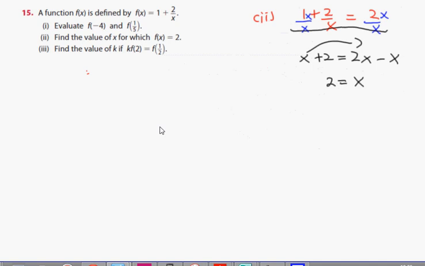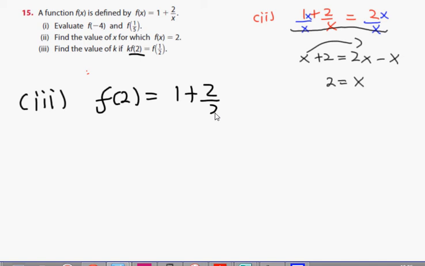Okay, number 3. Find the value of k for f of 2 equals f of a half. Now, what do I have to find out first? What exactly is f of 2? F of 2 is going to be 1 plus 2 over 2, which is 2. F of 2 equals 2.